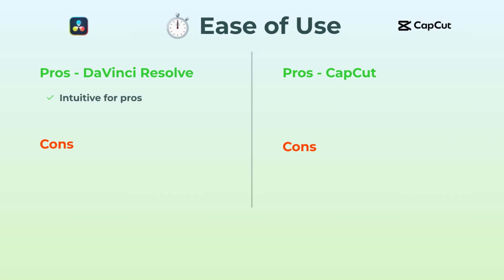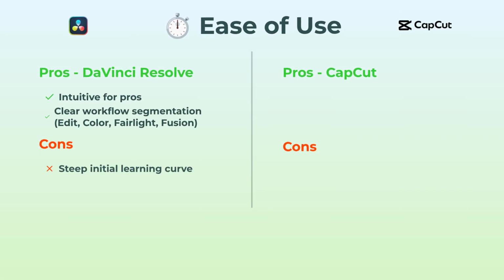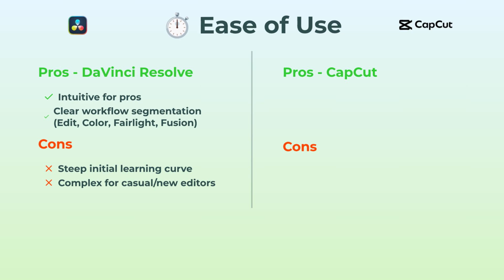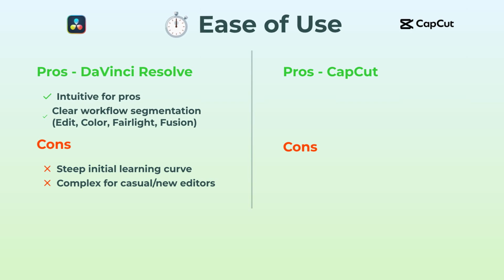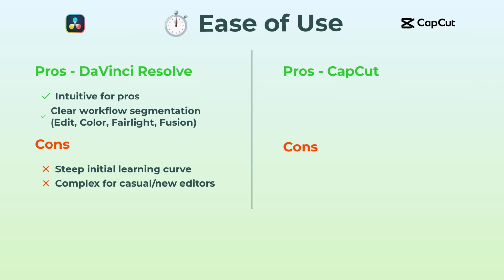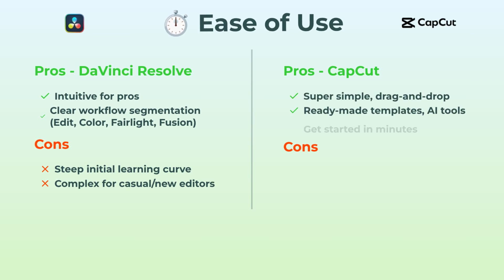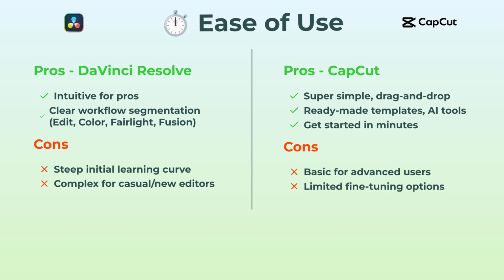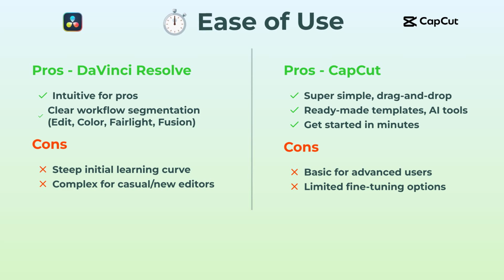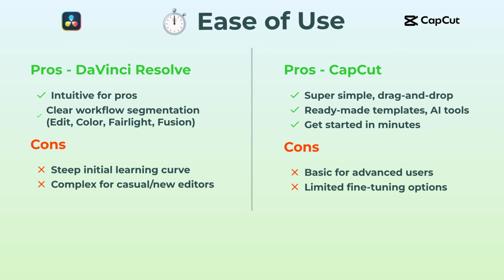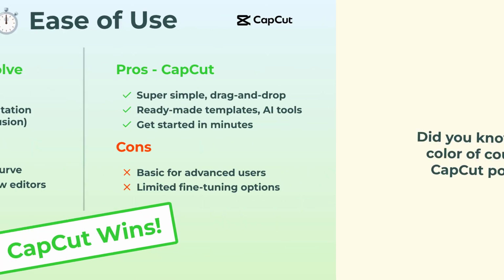Ease of use is next. Okay, DaVinci Resolve is super intuitive if you're a seasoned editor. It splits up everything, edit, color, audio, so workflows are clear. But for newbies, oh my gosh, it can feel like piloting a spaceship. CapCut? It's drag and drop, ready-made templates, AI tools. You can pretty much get started in minutes. Sure, feature depth is basic if you want full control, but for most people, it's just plain easy. CapCut definitely wins here.